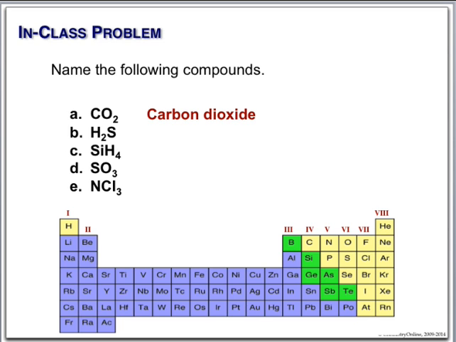We have 2 hydrogens and 1 sulfur. We have to say a multiplier for our first atom, so it will be dihydrogen. We only have 1 sulfur, so we have to say this is monosulfide.